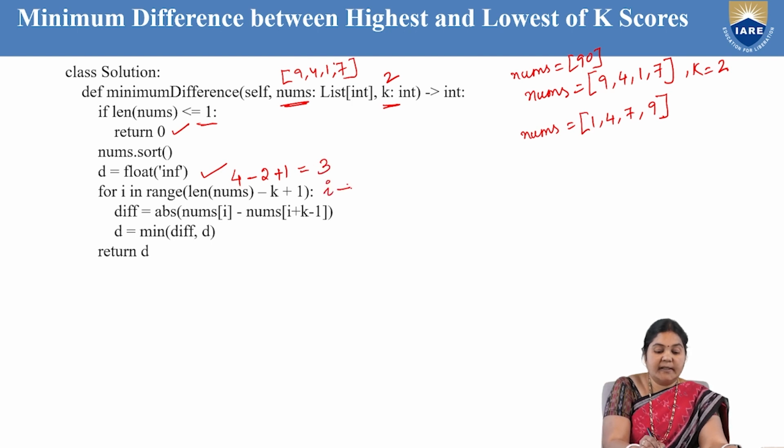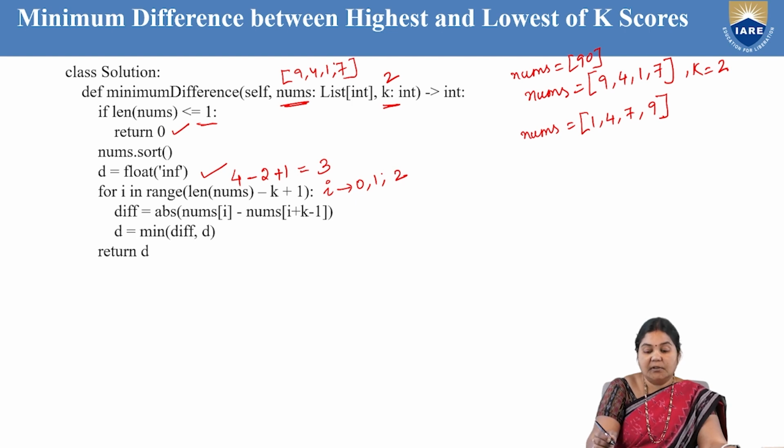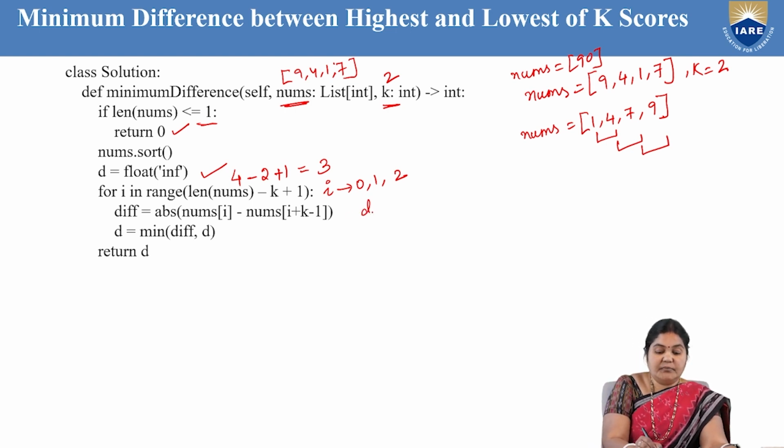So i will range over 0, 1 and 2. So this loop is going to run 3 times. How many substrings are possible? 1, 2 and then 3. So I am going to run my loop 3 times. Now what is my first difference?